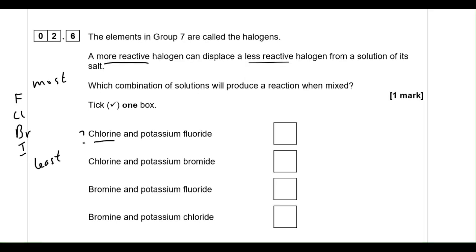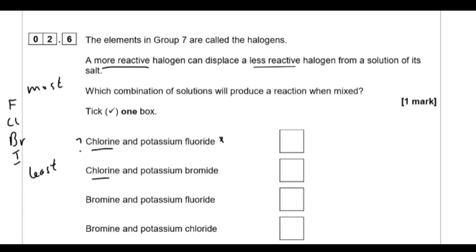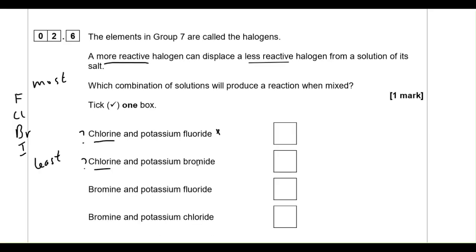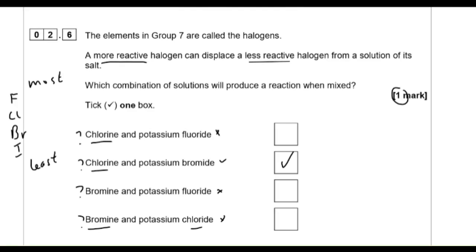Second one, chlorine and potassium bromide. Chlorine is more reactive than bromine, so it will react, but let's look at the other ones to double check. Third one, bromine and potassium fluoride. Bromine is less reactive than fluorine, so will not react. And the final one, bromine and potassium chloride. Bromine is less reactive than chlorine. That will not react either, so the answer is the second choice, chlorine and potassium bromide for 1 mark.